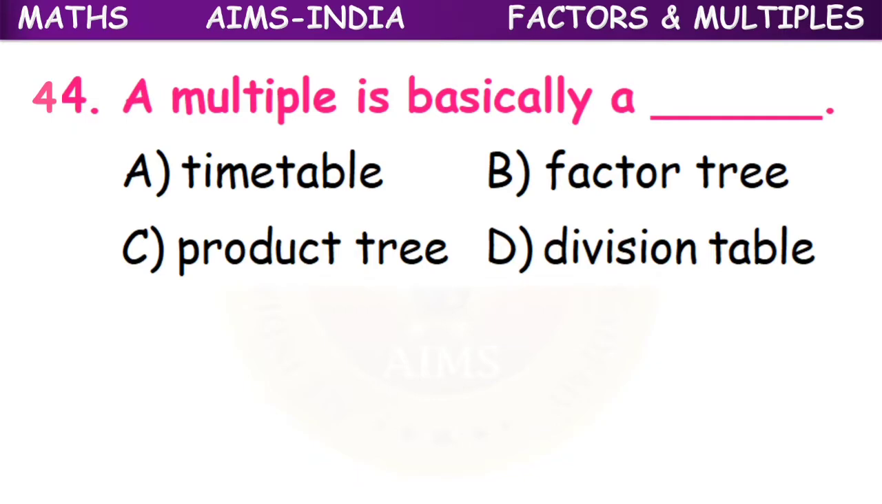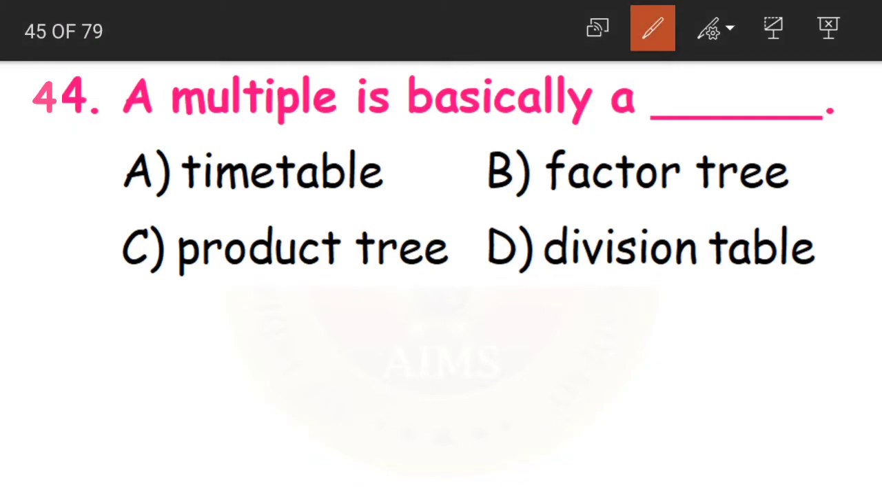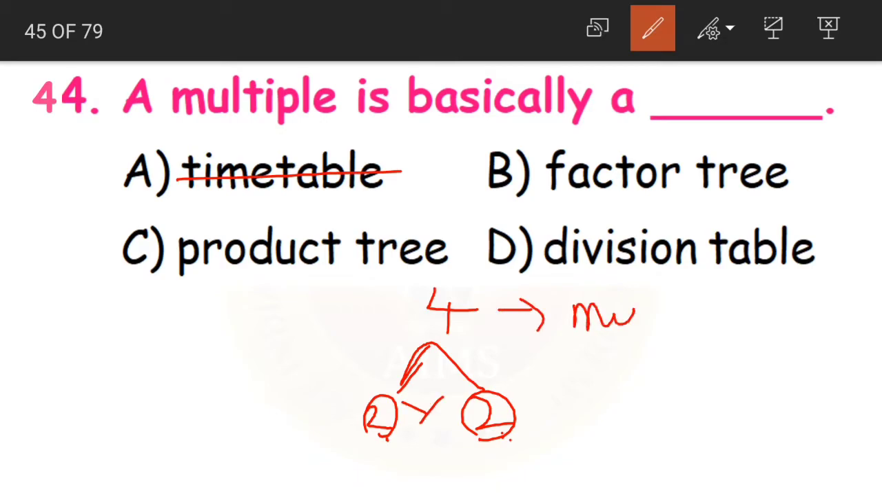Next question 44. A multiple is basically a dash: timetable, factor tree, product tree or division table. Now see, timetable is not related to maths only. You have this in your classes. Yes, it will tell you at what time you will be having what class. Now coming to option B, factor tree. Now what is the factor tree? Suppose I am having the number 4, the factor tree will be like this. So what are these numbers here? These are the factors and this is our multiple.